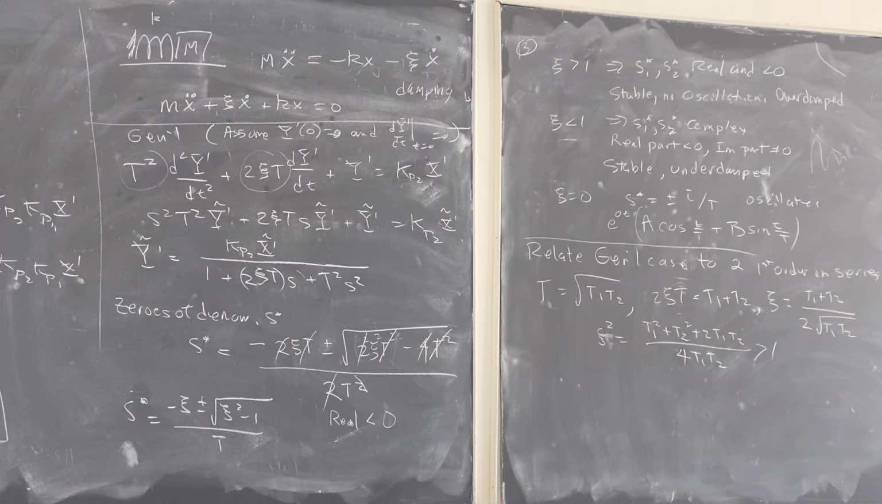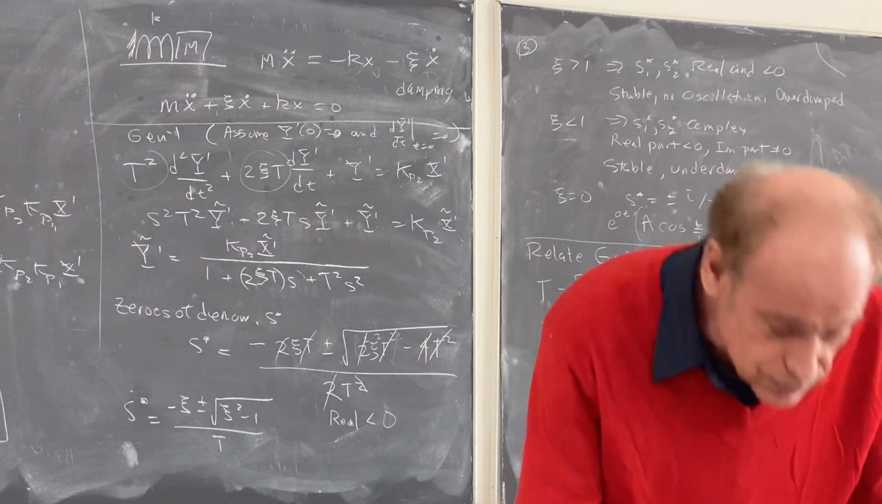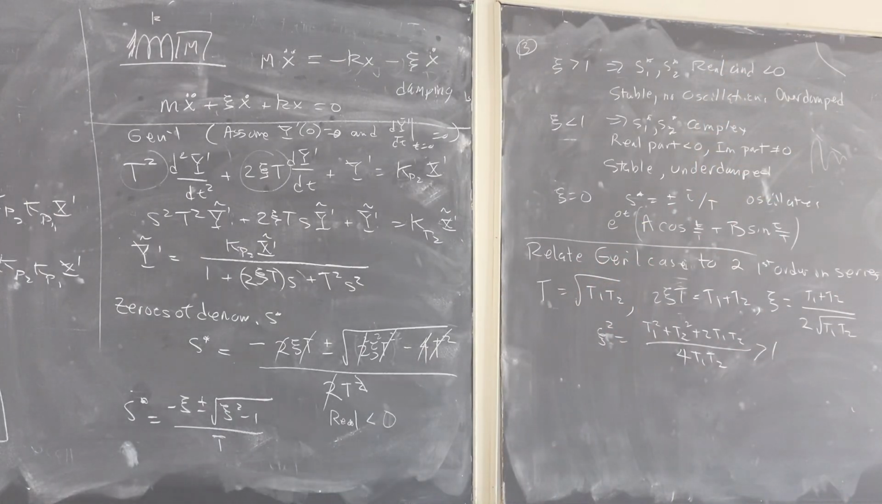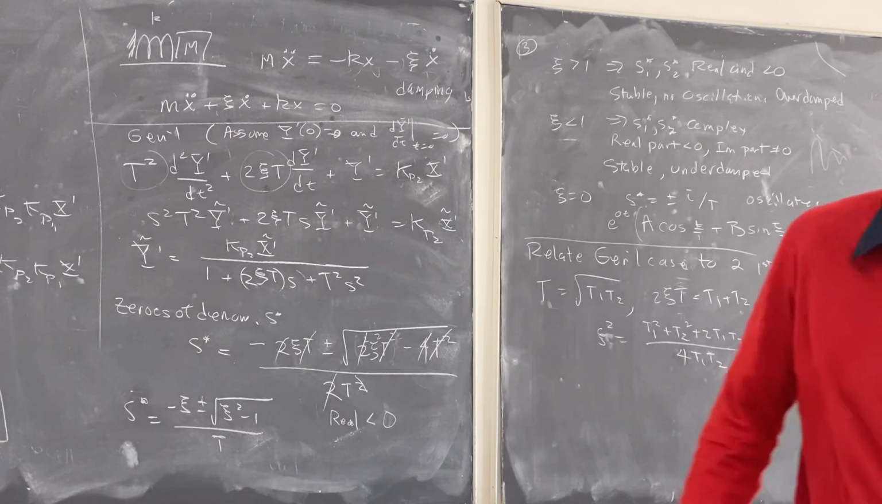Let's see, did I make a mistake here? Is that a 2? Let's just make sure that's a 2. Yeah, it's 2. So maybe that isn't as obvious as I thought. 2 root t1 t2. 2. No. Okay, so it's not necessarily greater than 1. Well, that's too bad. I thought that would work out.